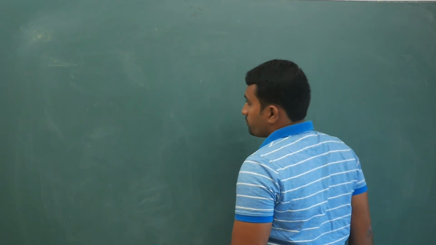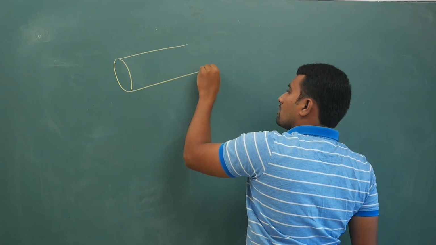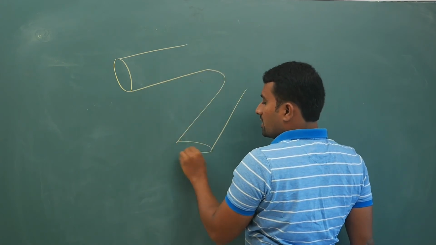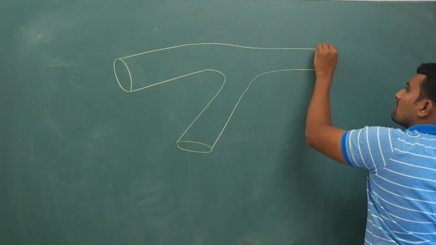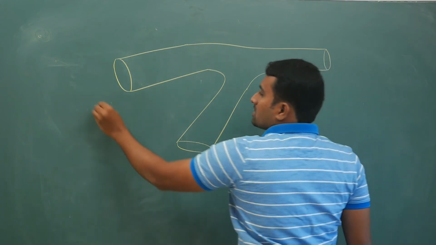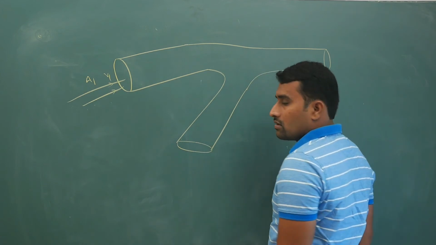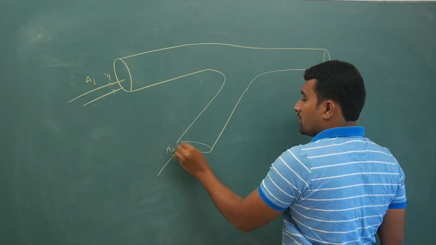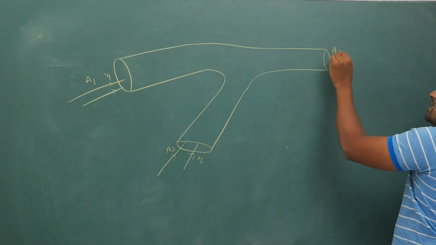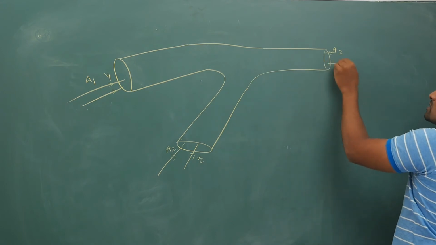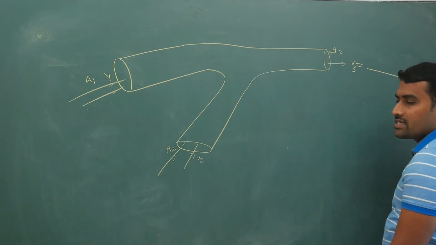So now you will have questions like this. There is a pipe, attached to this there is another pipe, from this there is a junction. From this end water is entering, area A1, velocity here is V1. From this end area is A2, velocity here is V2. This end area is A3. They will give you all the values. They will ask V3 is equal to dash. So fluid is entering.